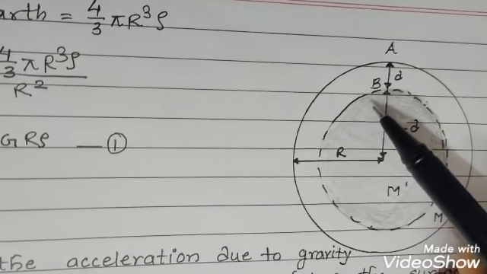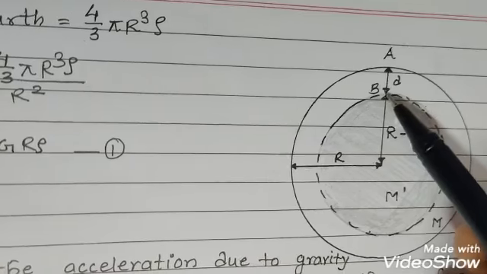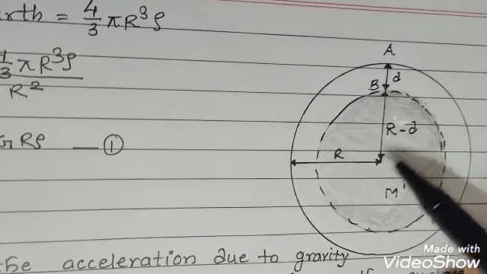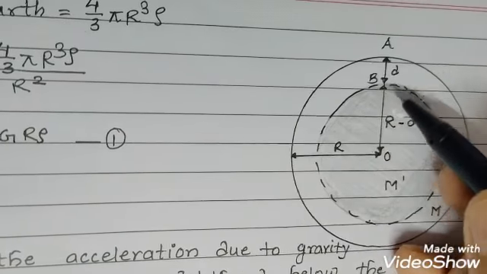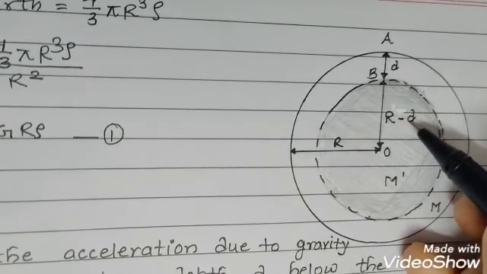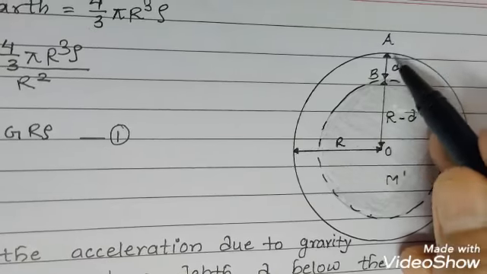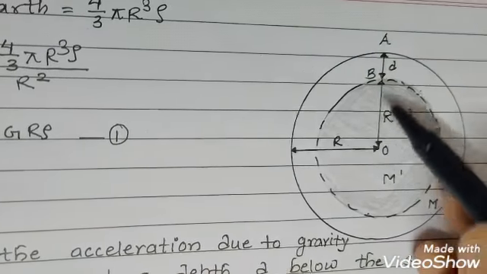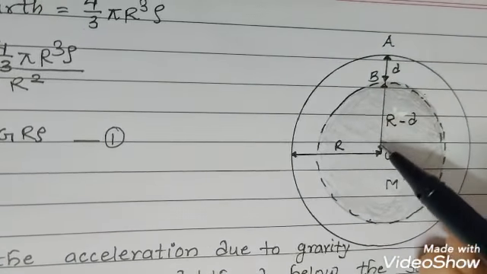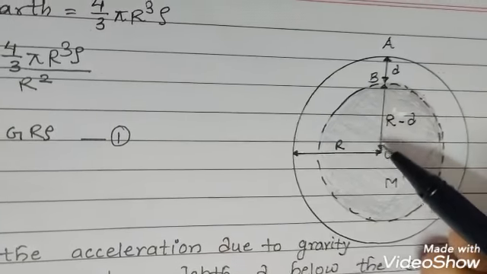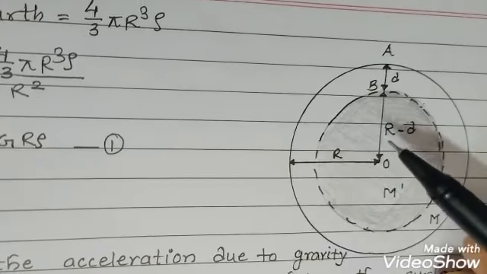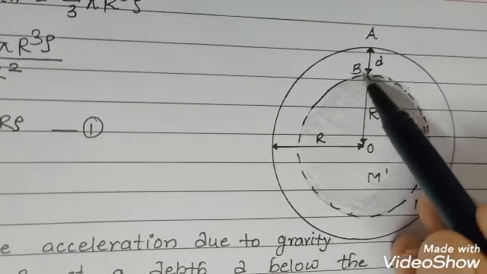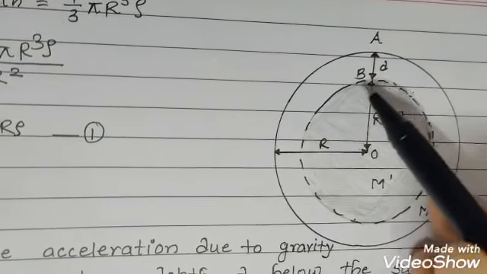So the point B is at a depth d below the surface of earth. Now the distance of the point B from the center of the earth O is r minus d. This much distance will be less now. So r minus d will be the distance of this point B from the center of earth. Now the earth can be supposed to be made up of a smaller sphere. You can see this shaded part.